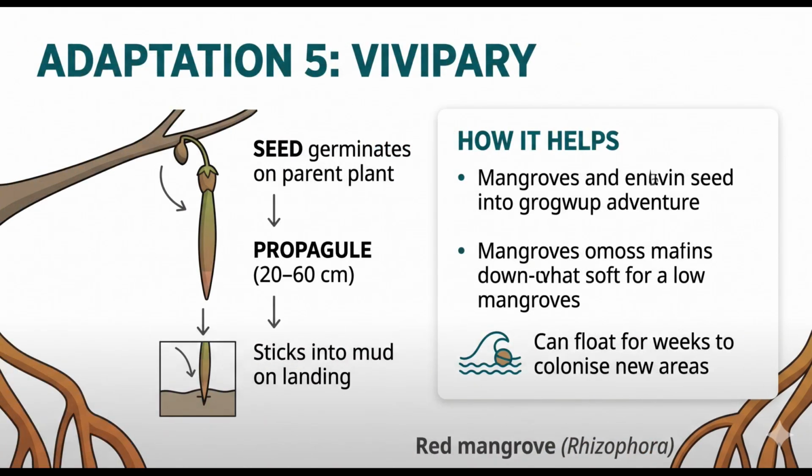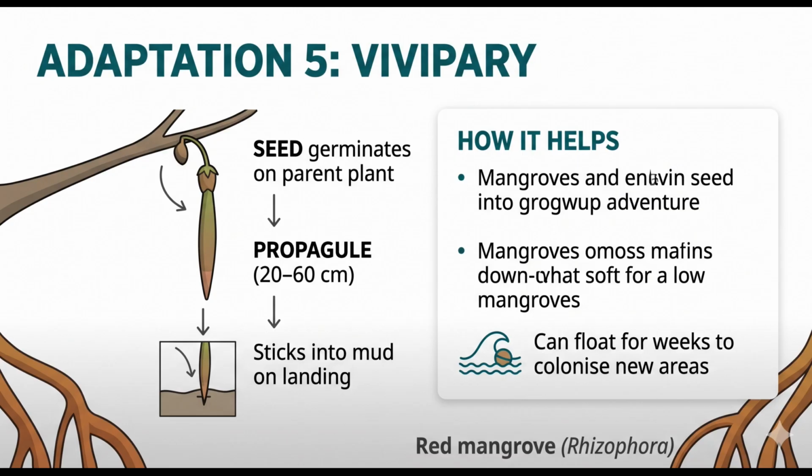Adaptation 5. Vivipary. This one solves a completely different problem, the seed problem. Normal plant seeds fall from the parent plant and germinate in the soil. But in a mangrove, the seeds would land in soft, waterlogged, anaerobic mud, and they would be washed away by the next high tide before they had any chance to establish roots. Vivipary is the solution.